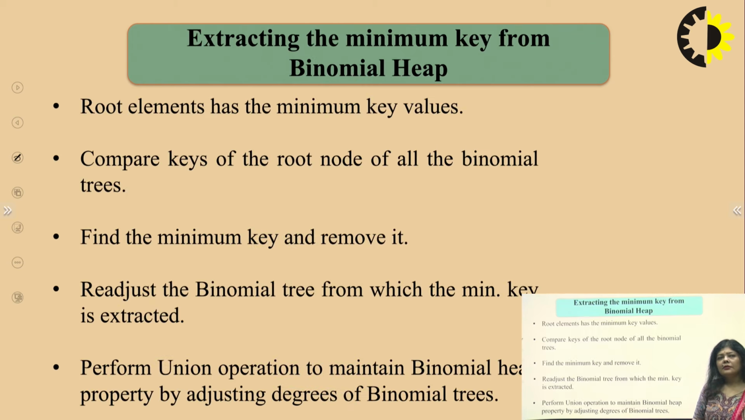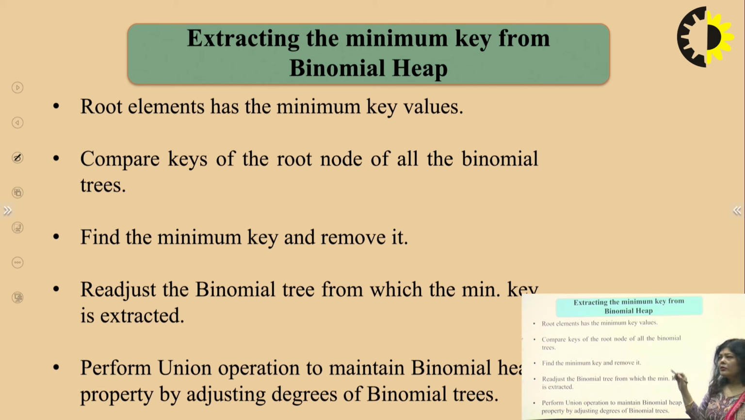Now when we talk about the extraction of the minimum key from the binomial heap, we already know that the binomial heap is a collection of binomial trees, right? And every binomial tree present in the binomial heap is itself a minimum heap. So whatever value we can see on the root node of the binomial tree will be the minimum of all the values present in that particular binomial tree, right?